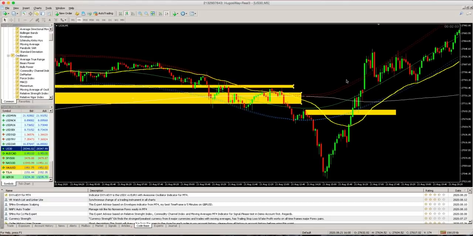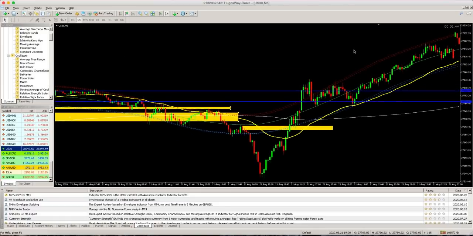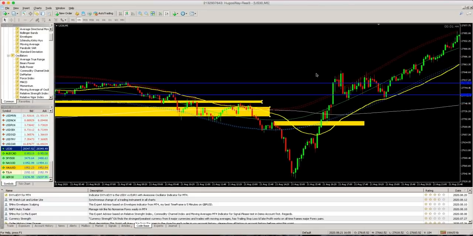Here's another structure level for the drop. If we put a horizontal line right here, it got broke. If we put a horizontal line right here, it got broke. So these are levels being broken, but it's never going to break and keep going up. It's always going to retest, gain momentum, and then push down.